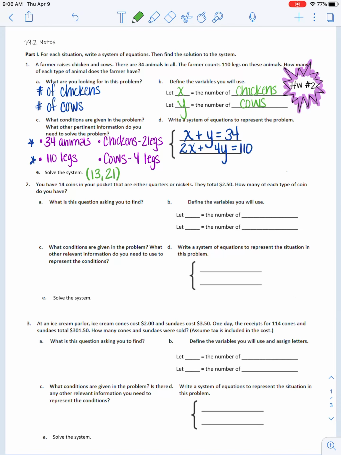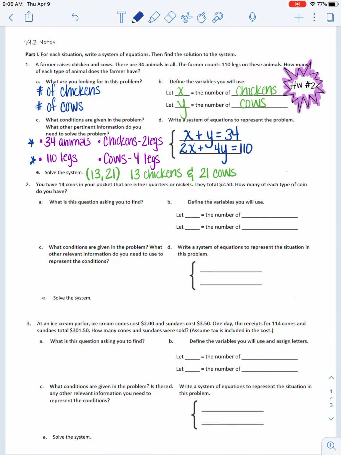(13, 21). Okay, but that doesn't really mean anything in the context of the problem. So we need to go a little bit further and state what the 13 and the 21 mean. The 13 is our x coordinate, which means that is the number of chickens. The 21 is our y coordinate, so that means that we have 21 cows. And you're done.